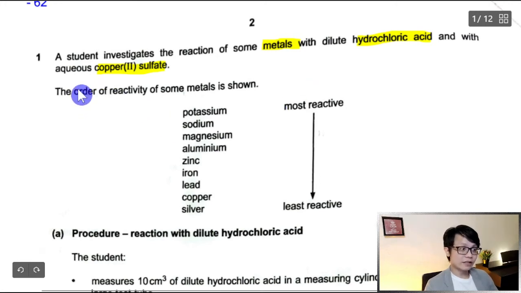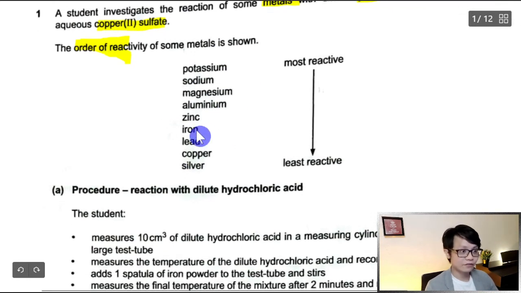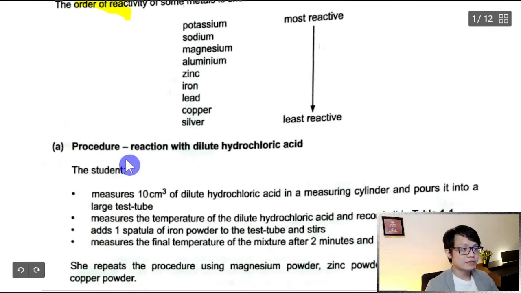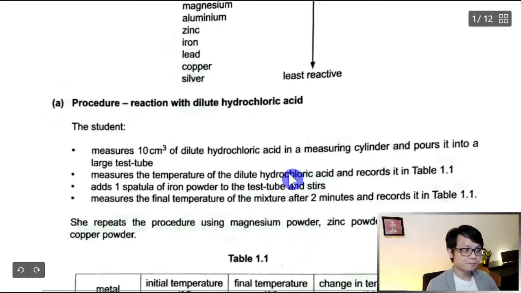The order of reactivity that you should memorize is something like this. So whether the question gives it or not, you should be able to know because you are supposed to memorize this. If not, how can you answer question paper 4 and paper 2, because a lot of equations also need this. But however they already give, so never mind. So they give something. Okay, procedure: reaction with hydrochloric acid.